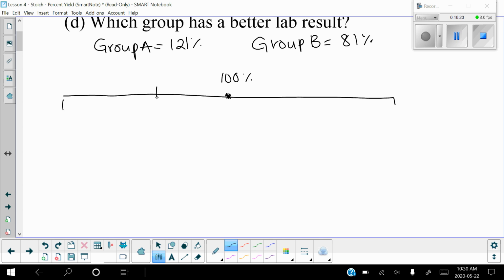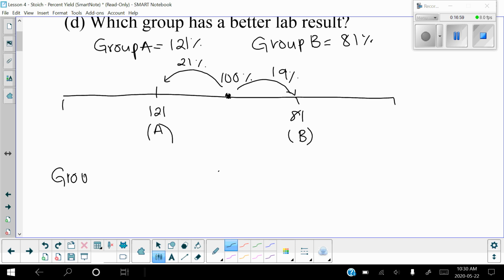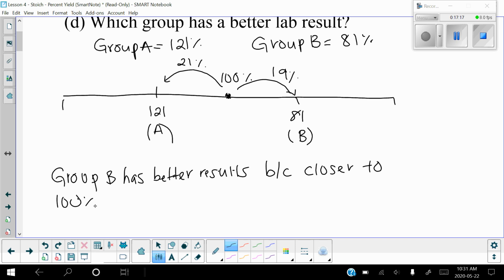Okay, so here's 121. That is 21 units away. That's 21% away from 100. The other one is 81, which is 19% away. So if I look at the two groups, I would have to say that group B has better results because it was closer to 100%. Right. So if they were to get 100% in the lab, they would be getting about 1.32 grams in the lab. That means they would be getting the same amount that is expected. So the goal is always to be near 100%.